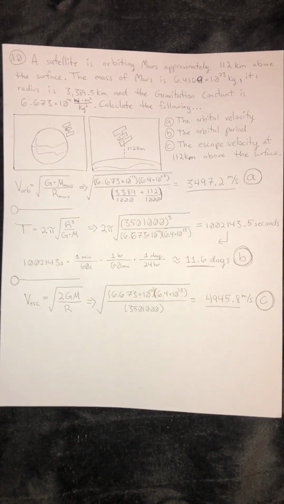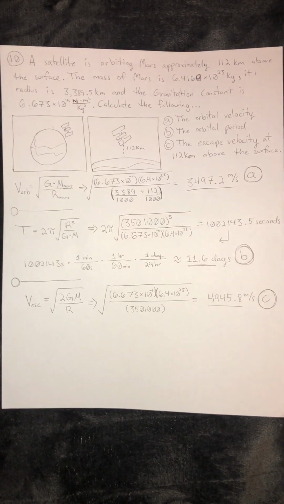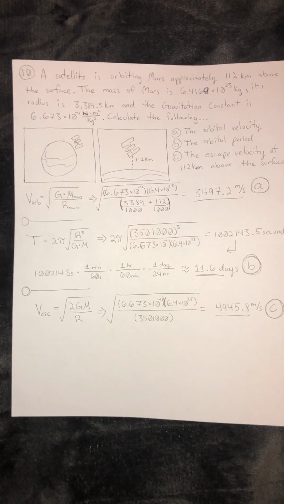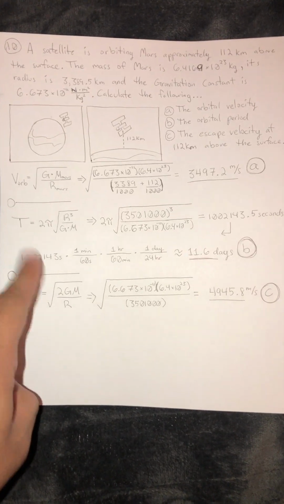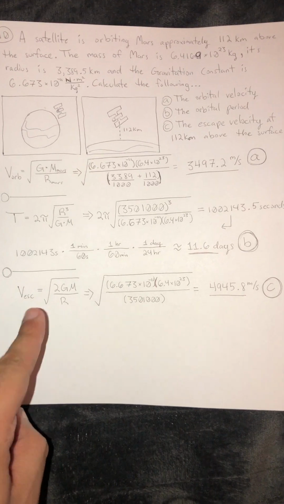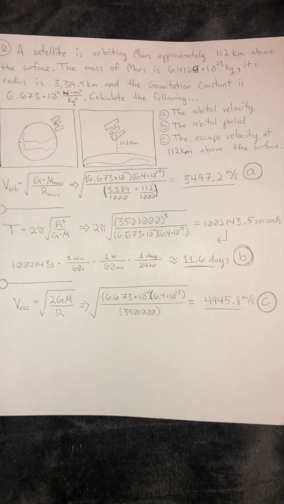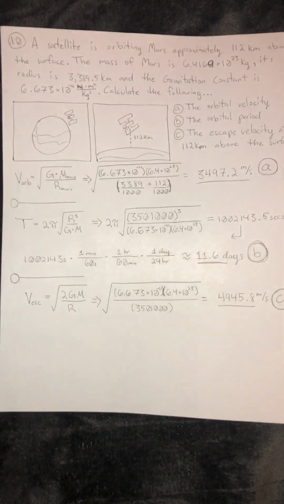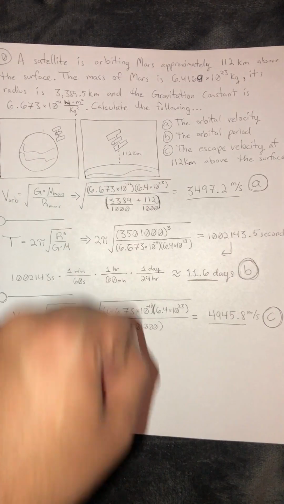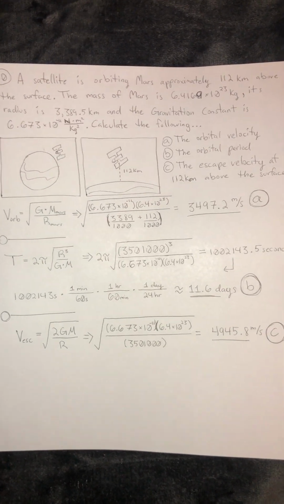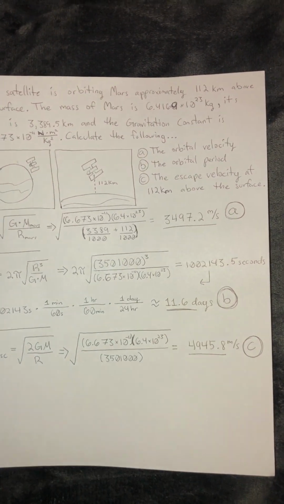Hello, this is Anthony Manning, and this is for the physics final, question 10. This was one of the create your own questions, and the focus topics were orbital velocity, escape velocity, and the orbital period. It's mostly framed around the idea of a satellite 112 kilometers above the surface, and then just to calculate each of the following.